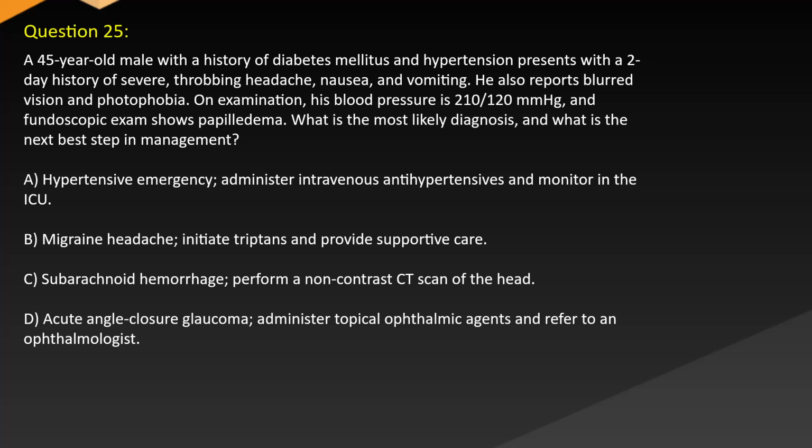Question 25. A 45-year-old male with a history of diabetes mellitus and hypertension presents with a 2-day history of severe throbbing headache, nausea, and vomiting. He also reports blurred vision and photophobia. On examination, his blood pressure is 210 over 120 mmHg and fundoscopic exam shows papilledema. What is the most likely diagnosis and what is the next best step in management?